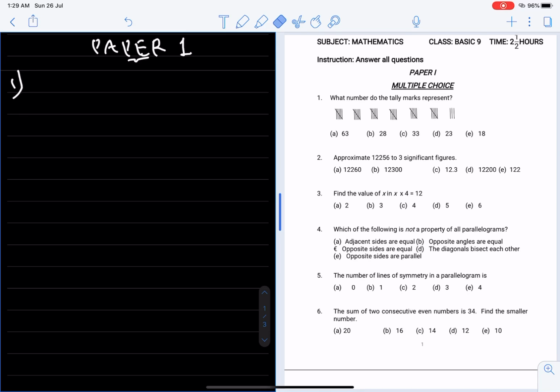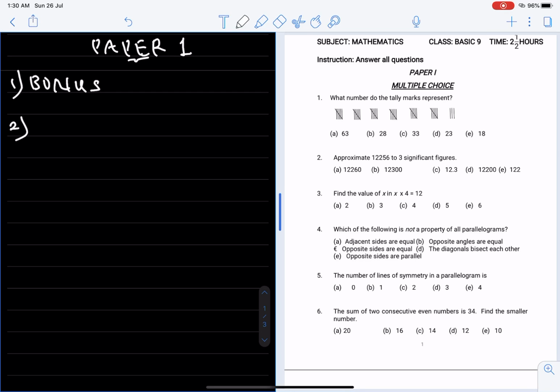Okay, there's an error in number 1. You can see that the strokes are more than 5. It's supposed to be 1, 2, 3, 4, and then another one to cross it to make 5. But here we have 5 vertical strokes and then another one across there. Okay, number 1 is unclear. That's supposed to be a bonus.